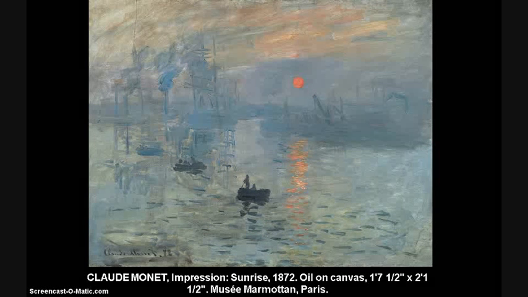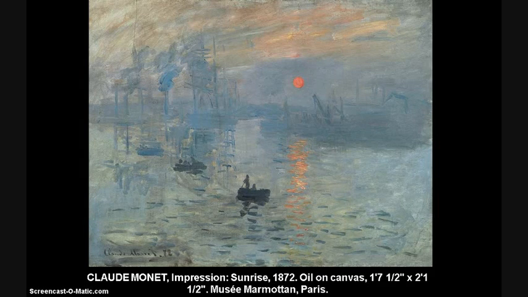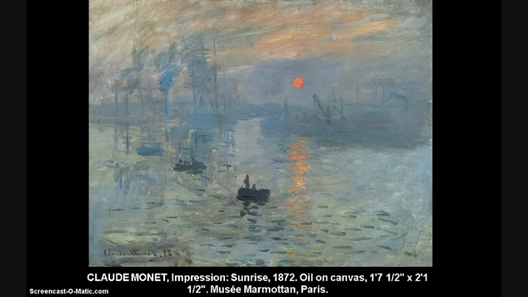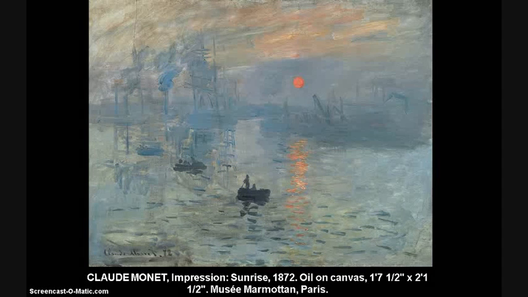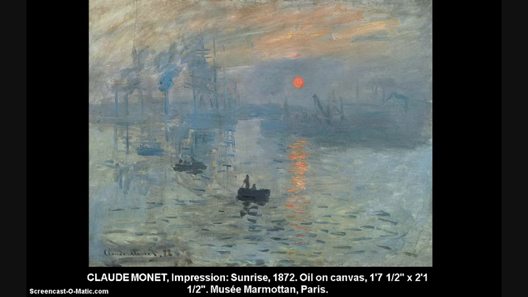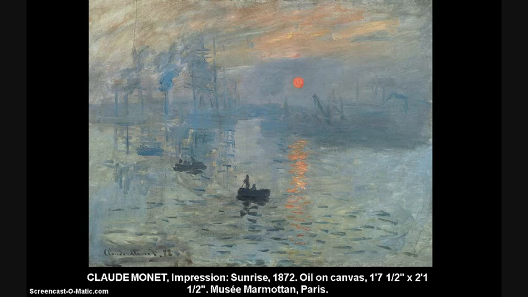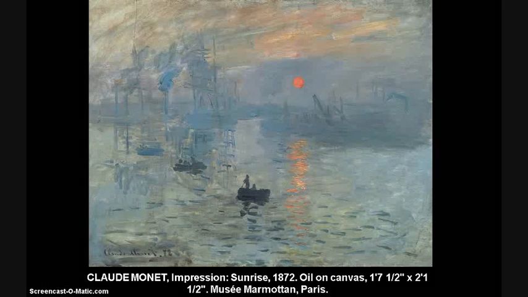In Claude Monet's Impression Sunrise, again 1872, we see a harbor scene, and harbor scenes are not really that original per se. There have been many painters in the 19th century, and we could go back to the likes of Claude Lorrain, for instance, who had harbor scenes as a really important part of his style of painting, the way that he worked.